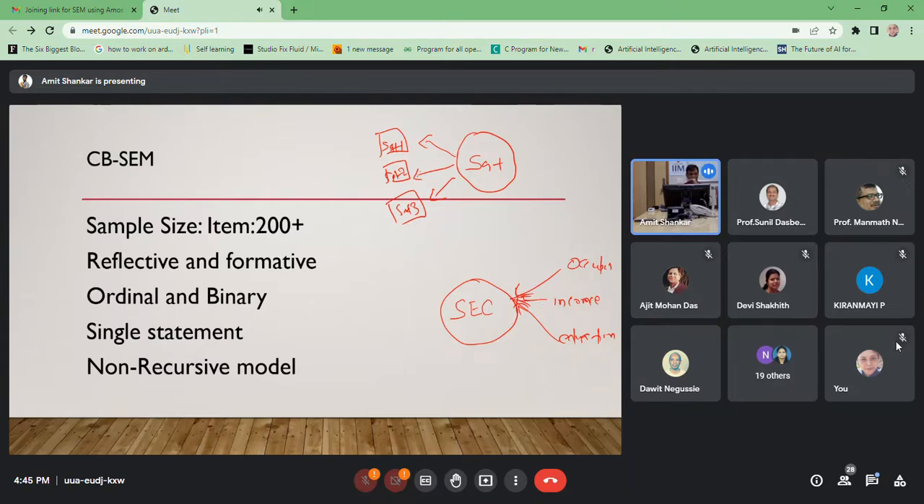When I am taking reflective, what does it mean? Satisfaction is defined in this variable.